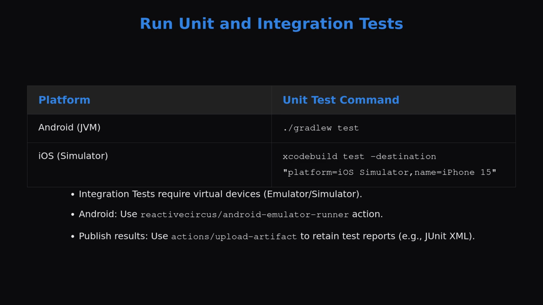Use dedicated actions like reactivecircus/android-emulator-runner to launch a virtual device for Android integration testing within the continuous integration environment. Ensure test results are published using actions/upload-artifact to retain test reports and logs. This step facilitates detailed review of failures outside the console output, providing necessary debugging information. Always configure the test step to fail the job immediately upon any test failure, enforcing quality gates.